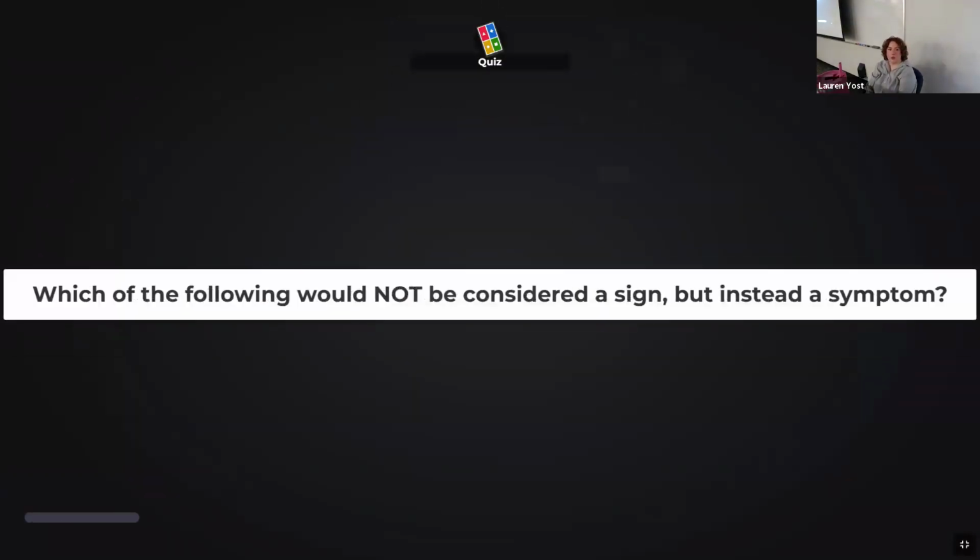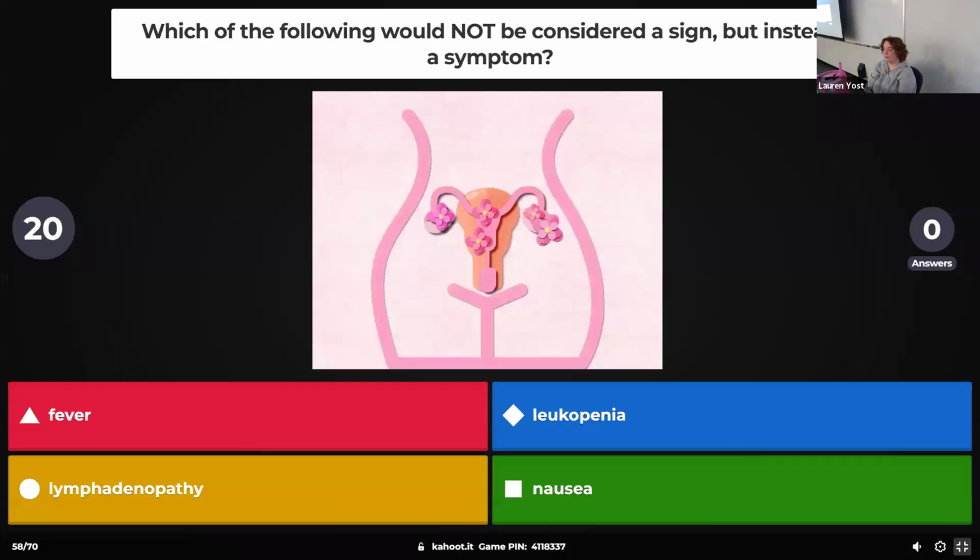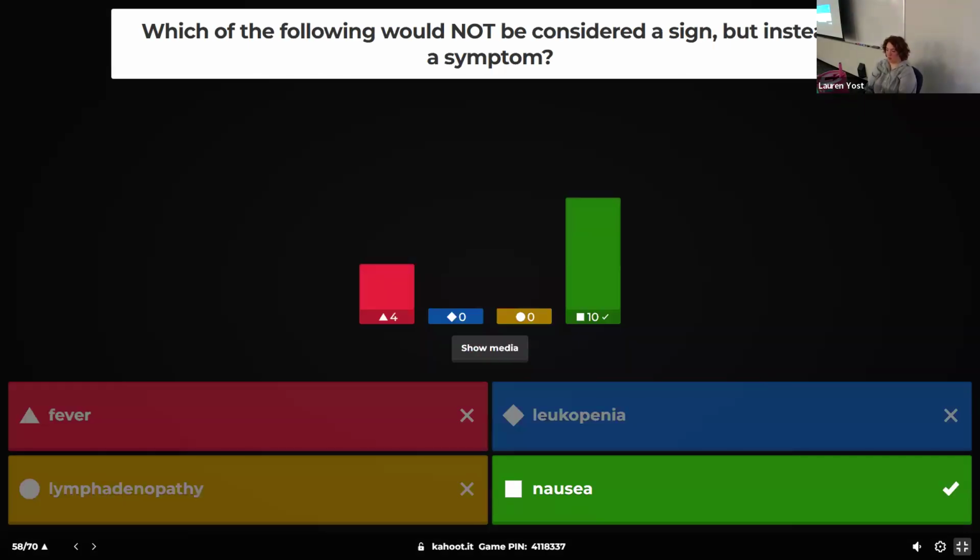All right. Which of the following would not be considered a sign, but instead a symptom? One of these would be considered a symptom. So signs are things that you can measure. Symptoms are things that are reported but can't be measured. So nausea is not something we can measure, but we can measure fever. We can measure leukopenia, which is low white blood cell count.